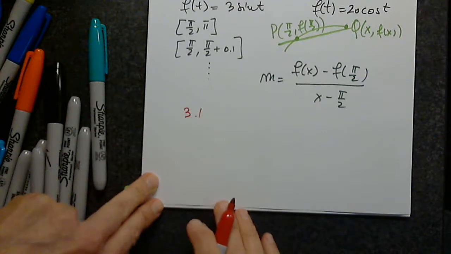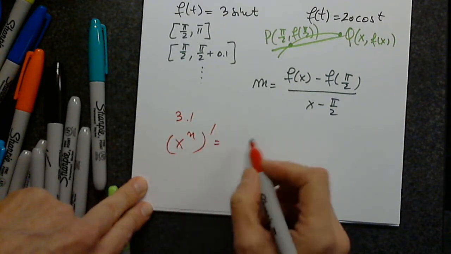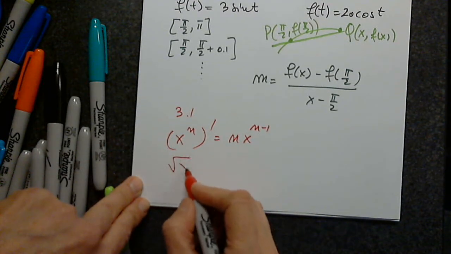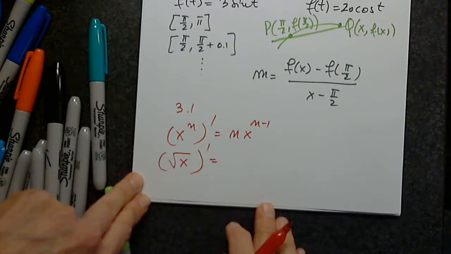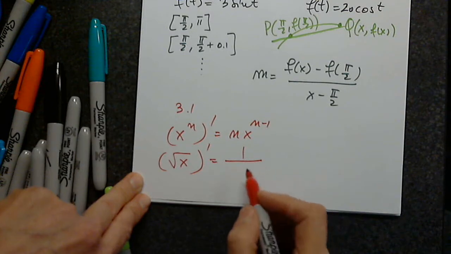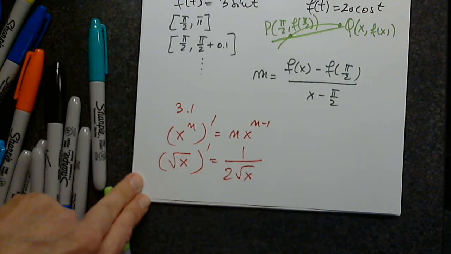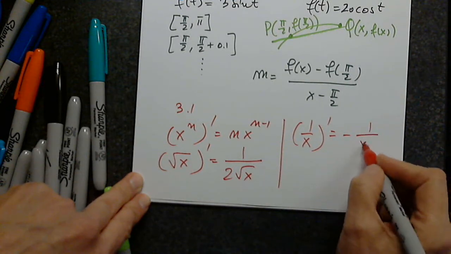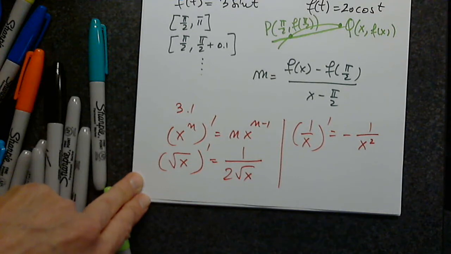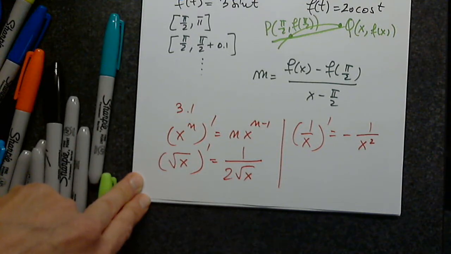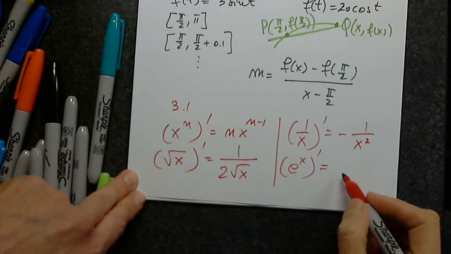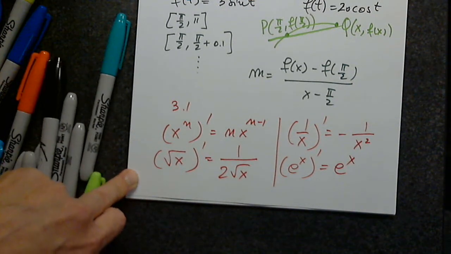3.1. We said that x to the nth power prime is n x to n minus 1. What we remember from before is something that has to be memorized. This is 1 over 2 the square root of x. We also know that 1 over x prime equals negative 1 over x squared. This is where our discovery is from before. Lectures from before, we remember these. And we also remember that e to the x prime is e to the x, the nicest possible function.